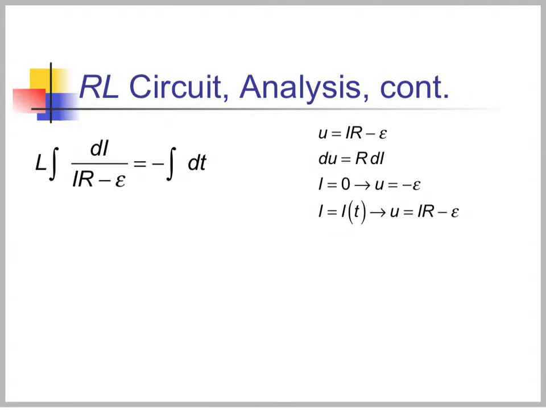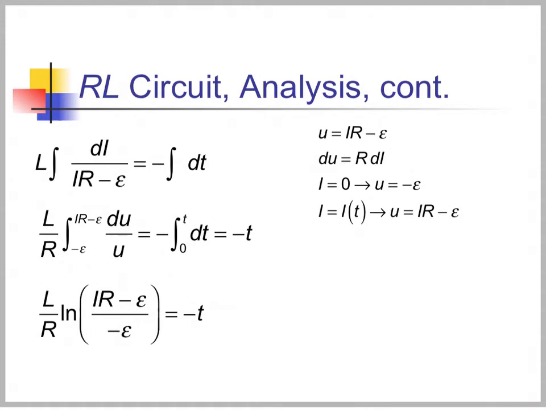In order to integrate this side, we need to do a u substitution. We'll let u be IR minus epsilon. So du is going to be r di. When I is equal to 0, u is minus epsilon. When I is equal to some final value, u is IR minus epsilon. So we're going to put that into our integral. We end up with a du over u, which we know is a logarithmic function.